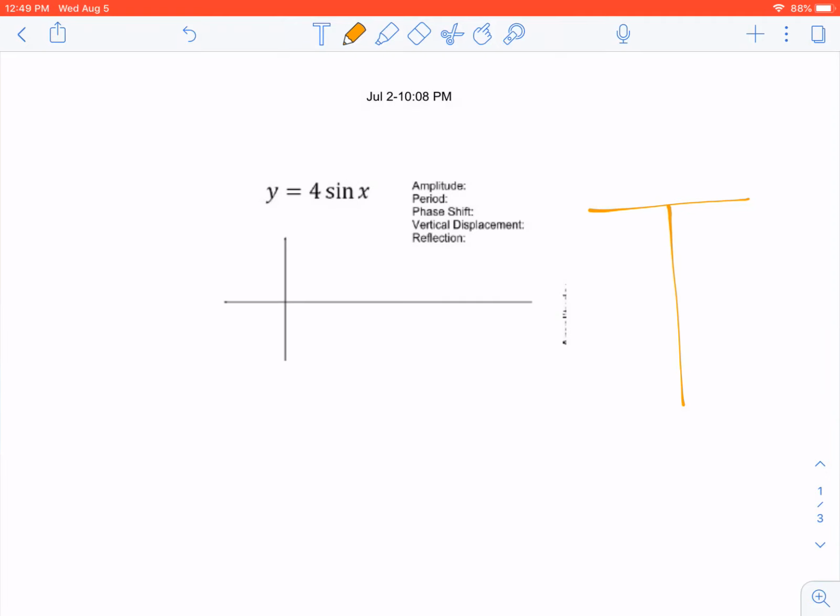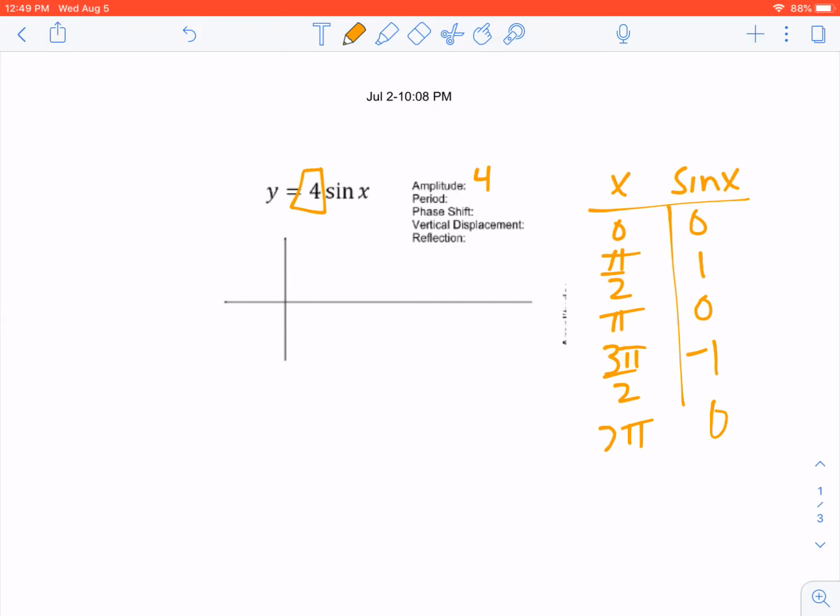So I have x, and let's talk about sine x, the parent graph. So I have 0, pi over 2, pi, 3 pi over 2, 2 pi. The sine curve starts at 0, goes up to 1, back to 0, down to negative 1, and then to 0.